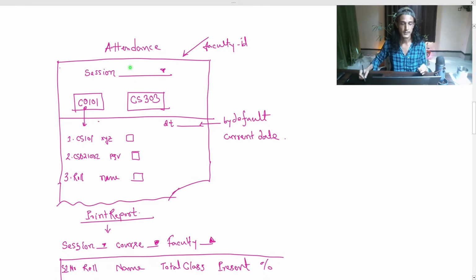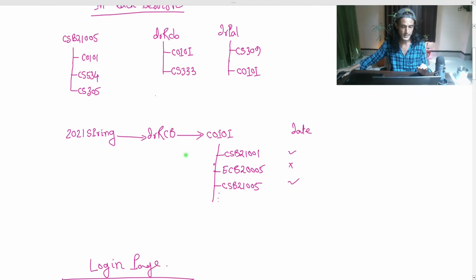Now here, when the faculty comes to this attendance page, you should realize that he or she will have gone through the login page. So automatically the faculty ID will be known to the system, which faculty has logged in or which faculty is viewing this attendance page. Then the next question is, you see here, these are three things that we have to specify. We know which faculty is viewing the page. The next question is what session and what course.